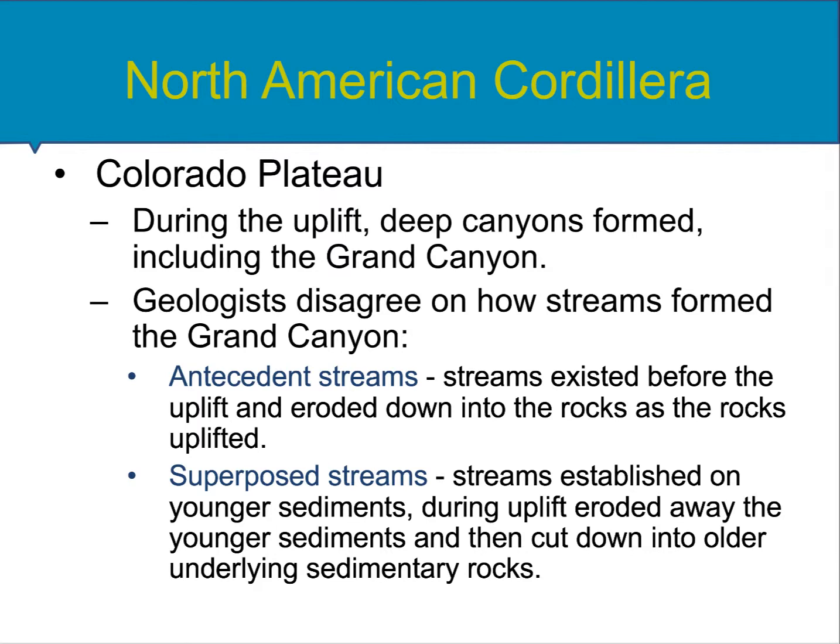And although geologists disagree on how these streams formed, whether they were antecedent, and antecedent means they were there before. So in this flat region before the uplift, these rivers were coursing along their paths to either the Gulf of Mexico or the Pacific, or maybe even out toward the Mississippi River. But at some point, the uplift caused these antecedent streams to cut down into that uplifting plateau, and maybe that's how they formed. Or maybe there were these superimposed streams, meaning that the streams established on younger sediment during uplift eroded away the younger sediments, and they cut down into the older sedimentary rocks.